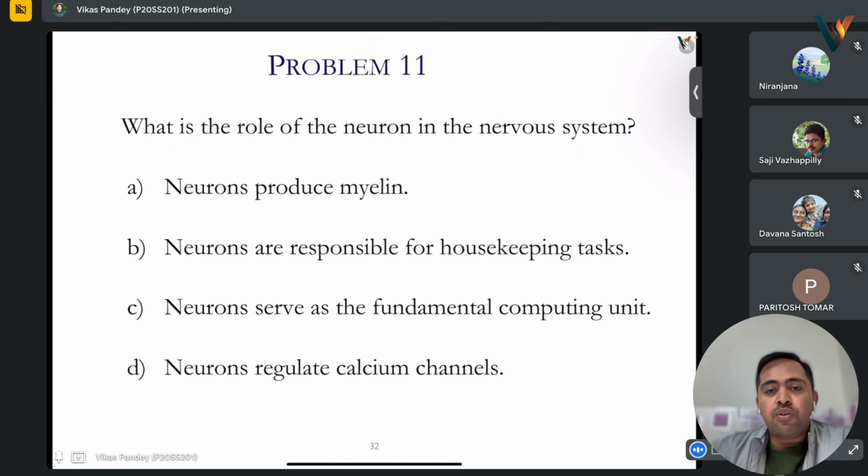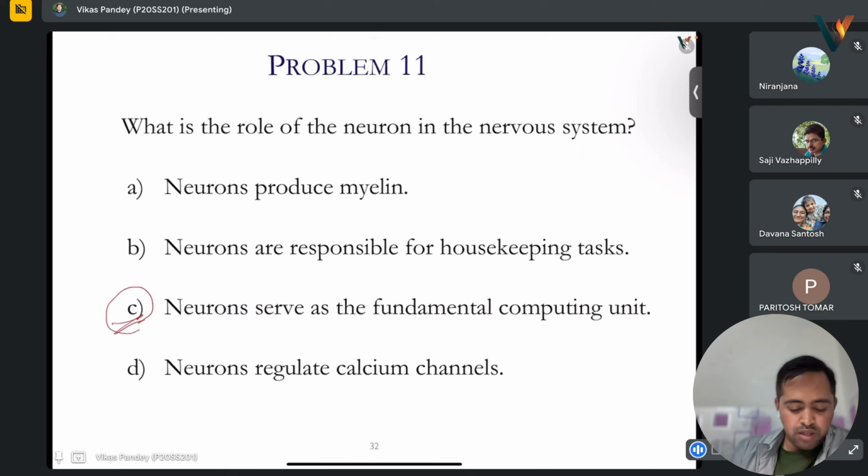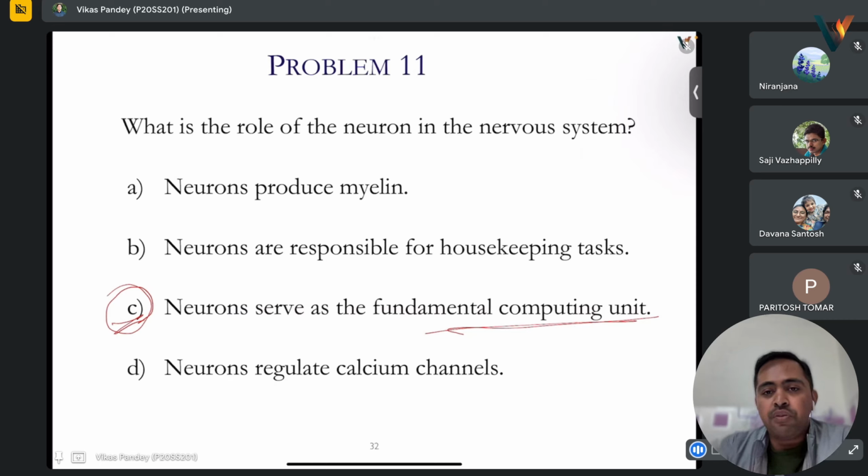What is the role of a neuron in the nervous system? Do neurons produce myelin, or are they responsible for housekeeping tasks? Do neurons serve as the fundamental computing unit, or do neurons regulate calcium channels? The answer is the fundamental computing unit. They do the computations, and they are considered the fundamental computing unit of our nervous system.